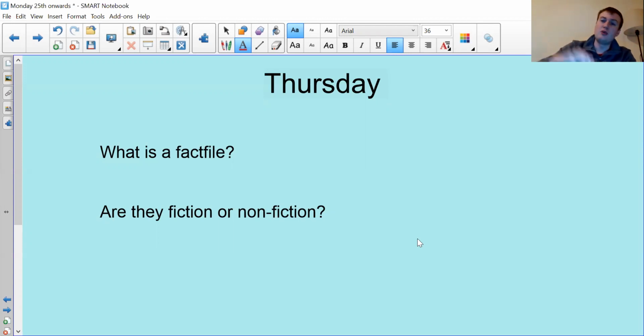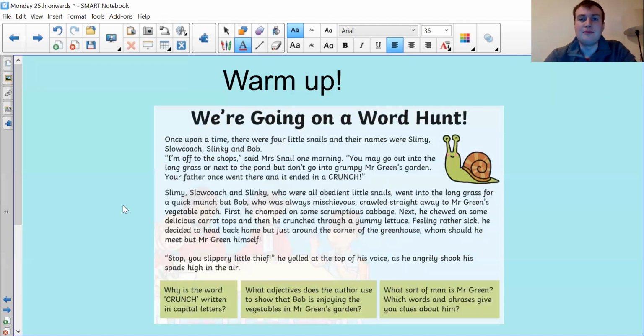It is not real. Whereas non-fiction is when it is not made up. It is completely true about the real world, our real world. So fact files, because they are facts, they are true statements, that makes them non-fiction. Simple enough. But before we get on to it, we're going to have a warm up with a short story that is fiction. Before you go and use it in your non-fiction, we're going to look at fiction.